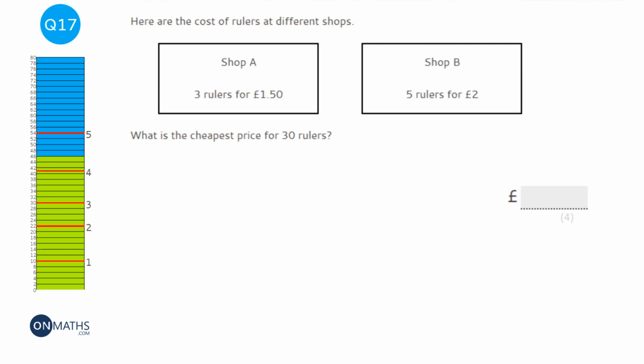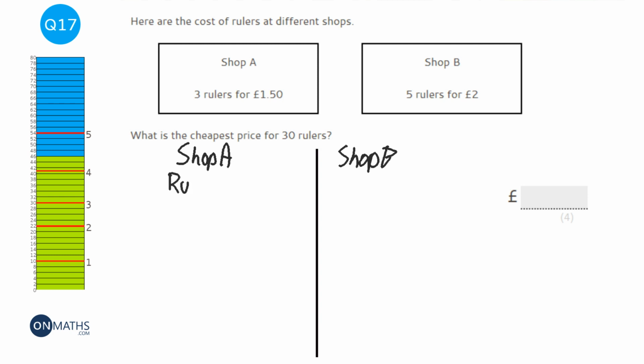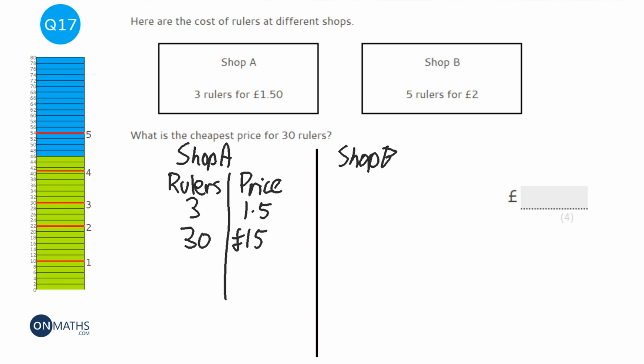Okay, if you want to pause the video now and have a go, otherwise let's get started. Now with these questions, I always like to put a big line down the page to show the examiner what I'm doing. I'm going to do shop A over here, and I'm going to do shop B over here. Okay, so shop A says there's rulers and price. So there are 3 rulers for £1.50. So to get to 30 rulers, I times it by 10, so that's going to be £15. So 30 rulers are £15.